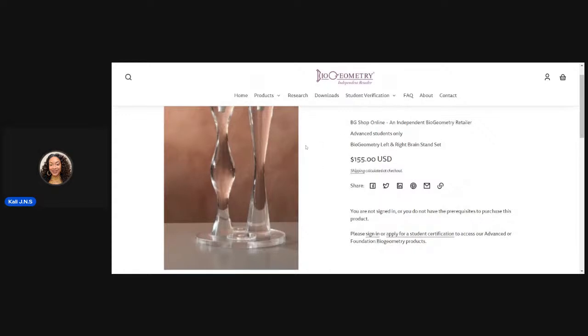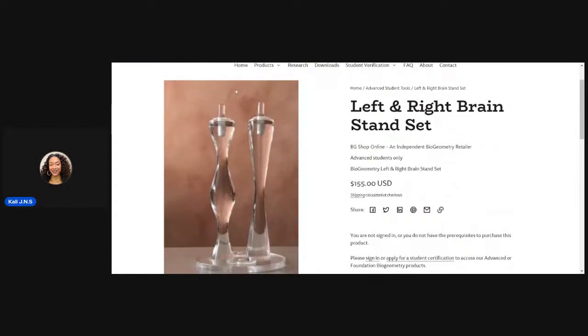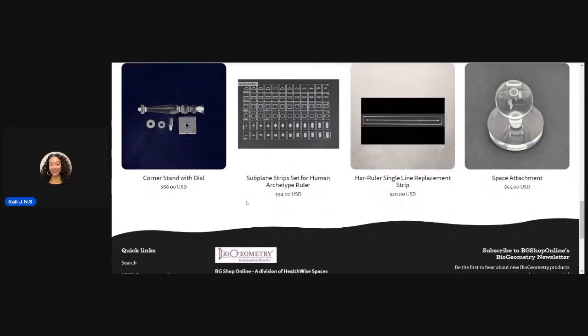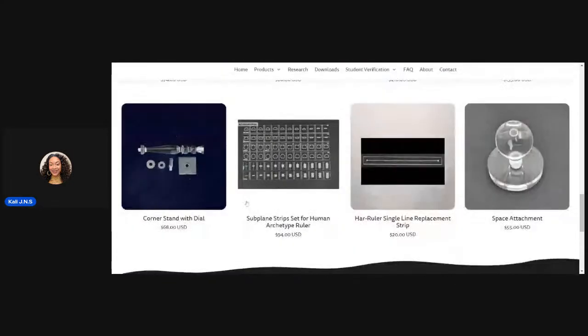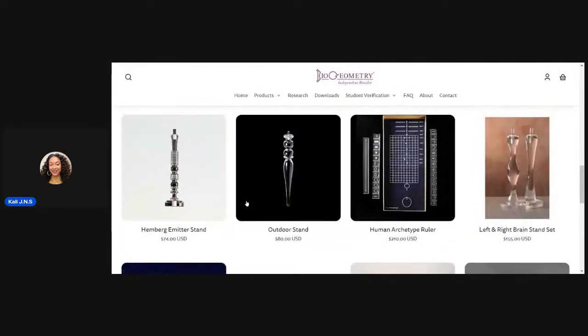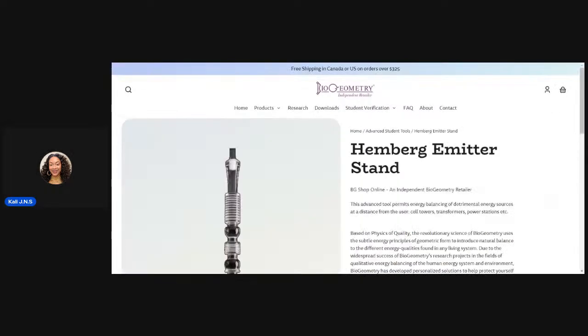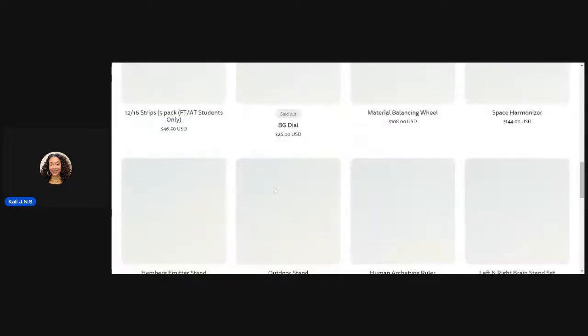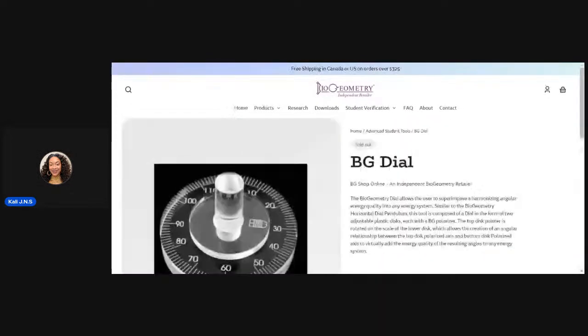It says advanced students only, but this is what can increase your horizontal negative green energy from your electromagnetic field itself. Okay. I want to see if they got some of them pendulums, emitter stand. So this is some real cool stuff, and this is the BG dial.